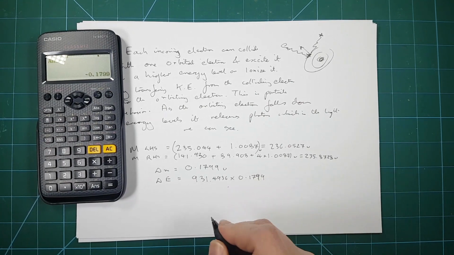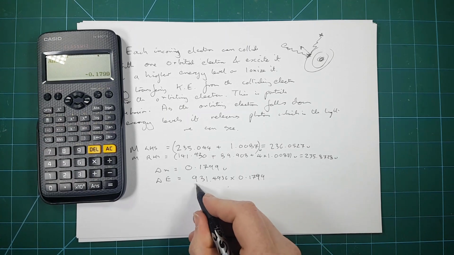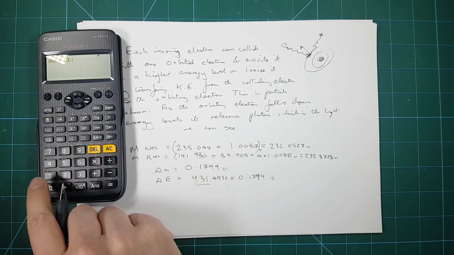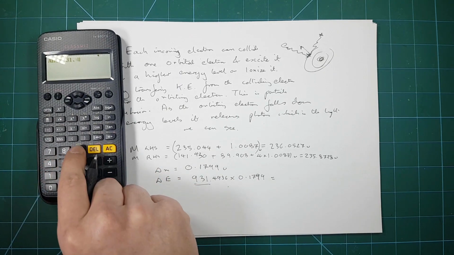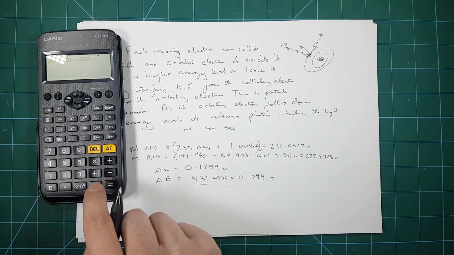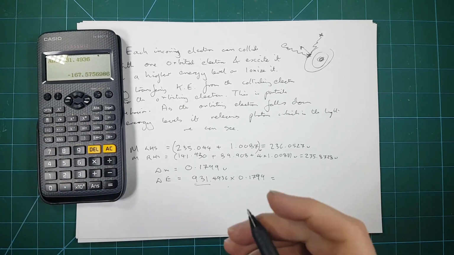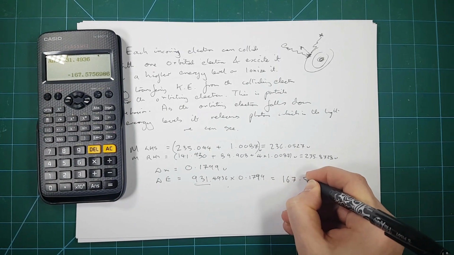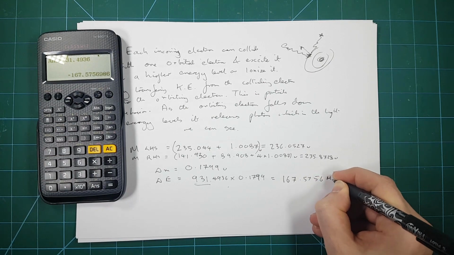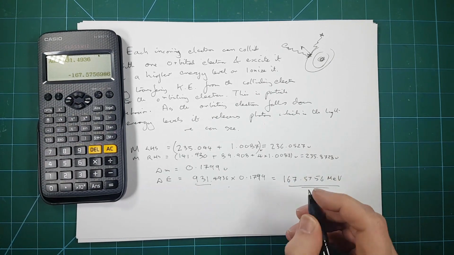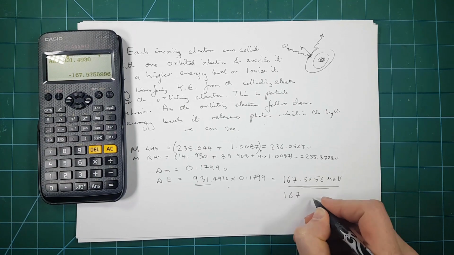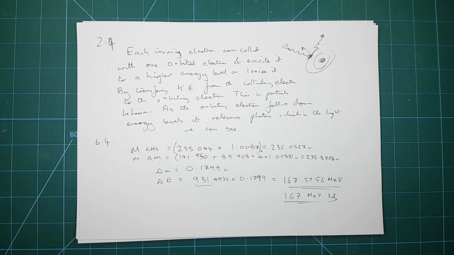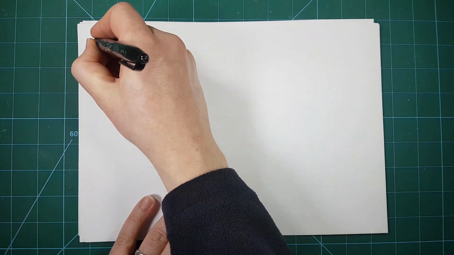You just times by 931, and that is in mega electron volts already. So we just times it by 931.4936. I might have more decimal places than you do there. That gives 167.5756 MeV. So that converts it straight into mega electron volts, which is 167 MeV to 3 SF. We're on to the multi-choice now.